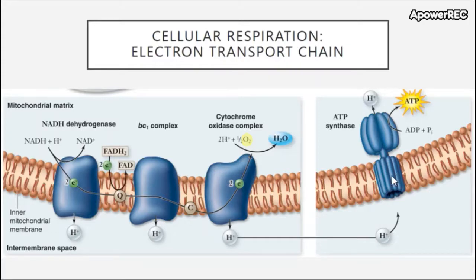turbine here, and this turbine turns, and that turning energy is used to convert ADP and inorganic phosphate into ATP within the mitochondrial matrix. So if we were to remove our oxygen here, this chain would get backed up and cellular respiration would come to a grinding halt.